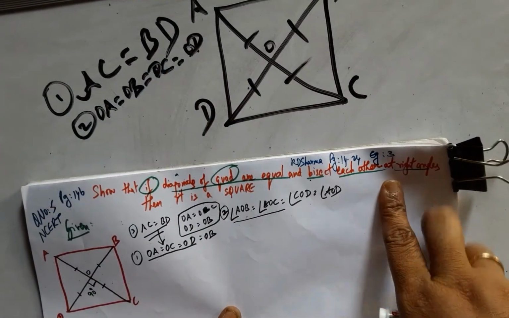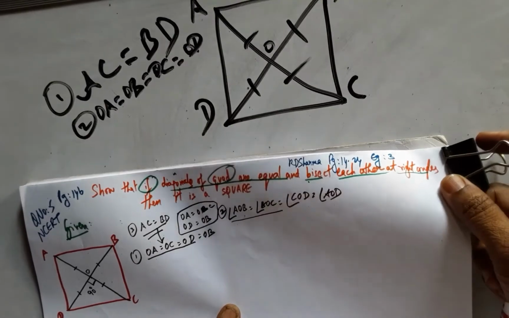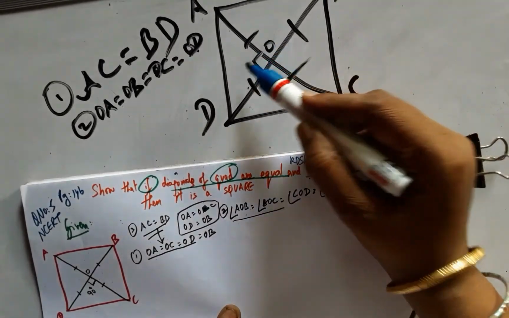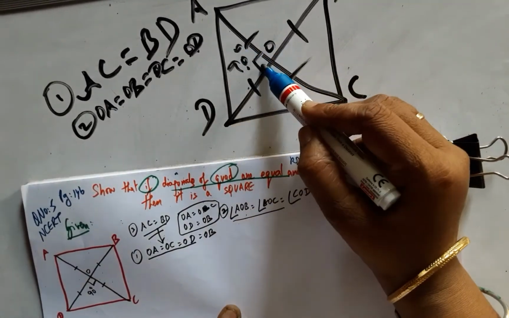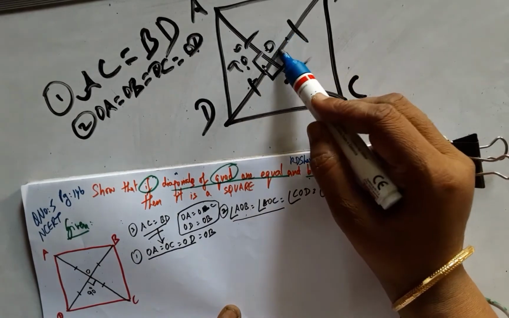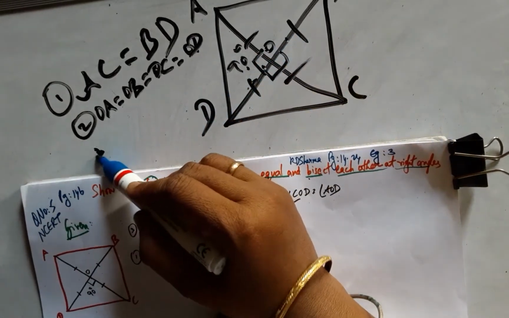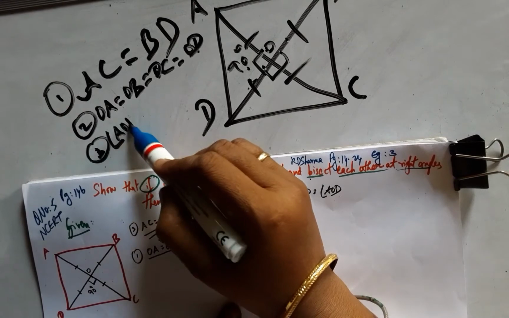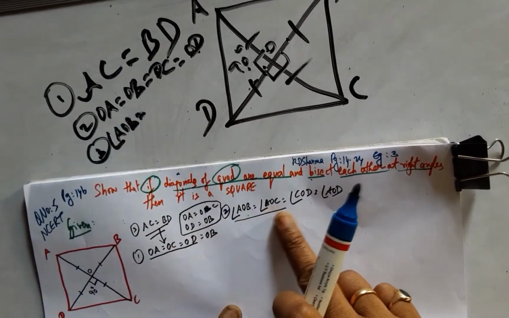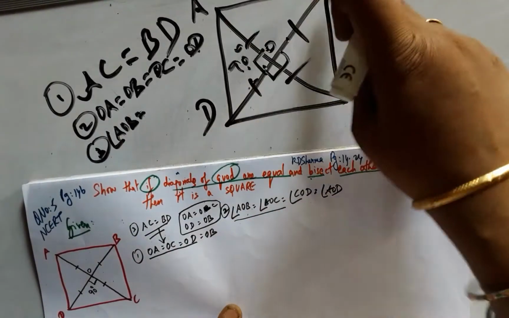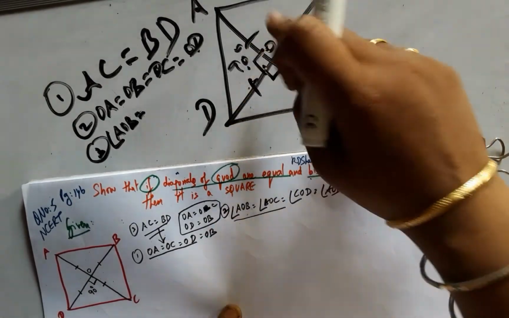And the third point is they bisect each other at right angles, which means if one of them is 90, being a linear pair, everything else is 90. Therefore, angle AOB equals angle BOC equals angle COD, and everything is 90 here.